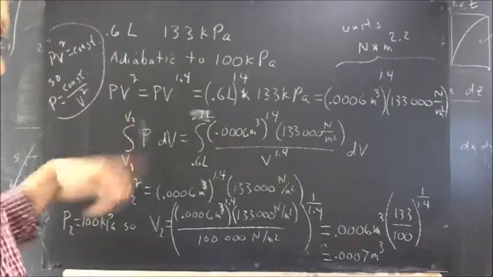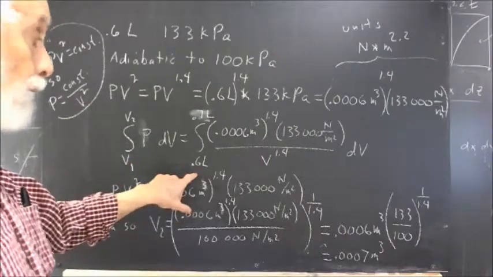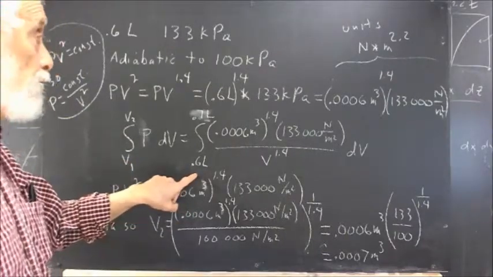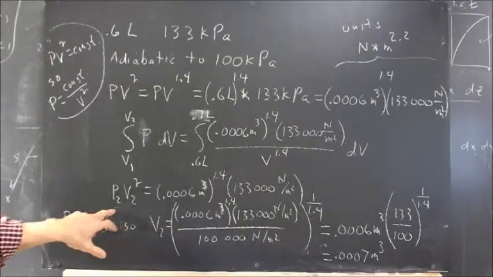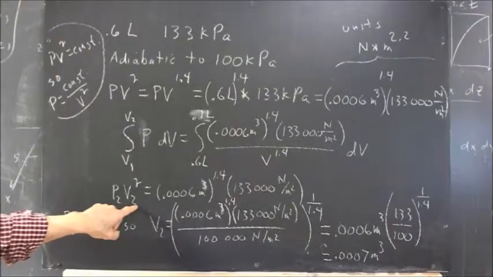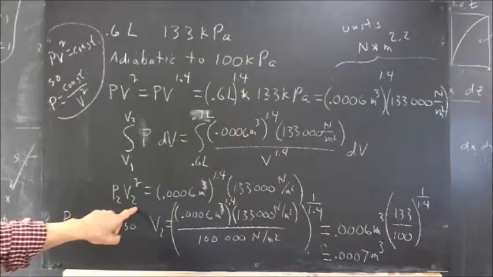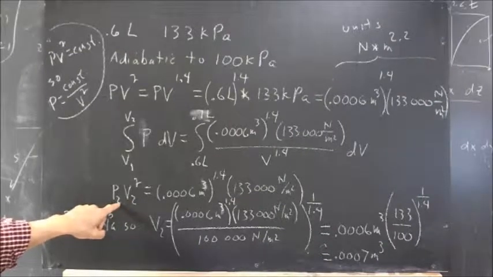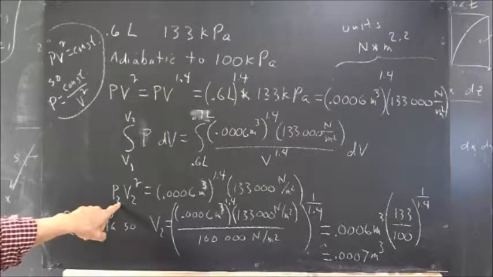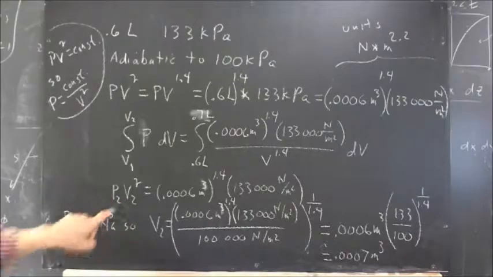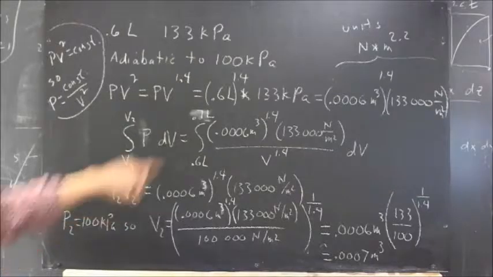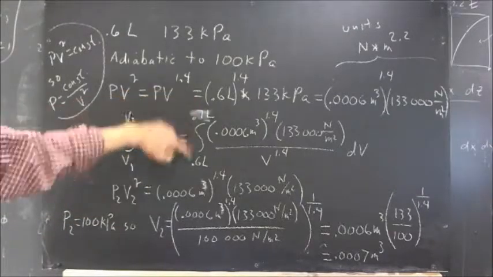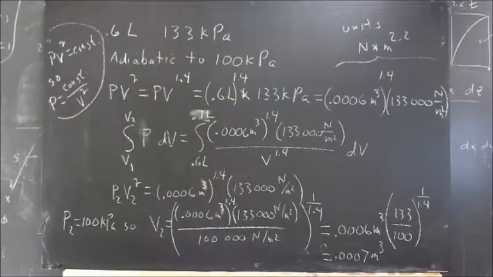Okay, so our initial volume, of course, is 0.6 liters. What's our final volume? Well, let P2 and V2 be our final pressure and volume. We know our final pressure to be 100,000 pascals. We don't know our final volume. We want to find the final volume, so we can use that as the upper limit on our integral.